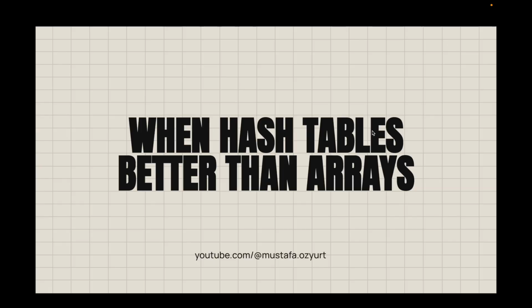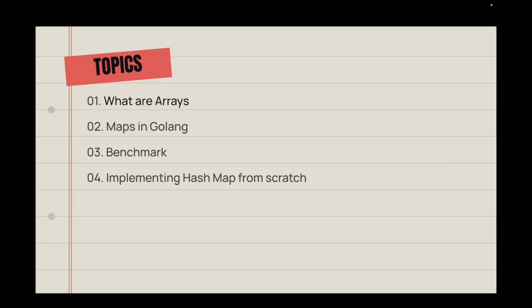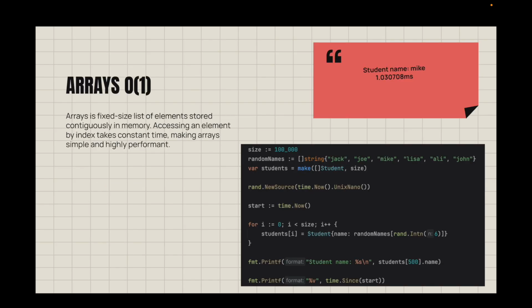We're going to look at the differences and all the details. Also, we're going to start implementing it. So let's start. Let's look at some numbers before coding: when a hash table is better than arrays. We're going to look into arrays and maps in Golang, a little bit of benchmark, and then we're going to implement.